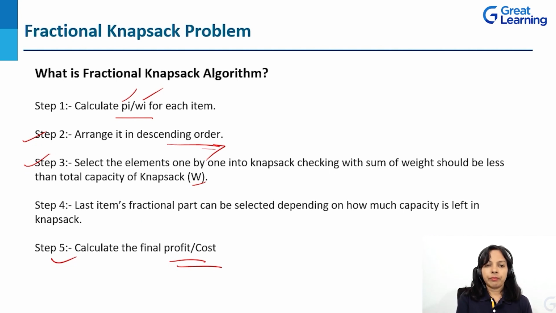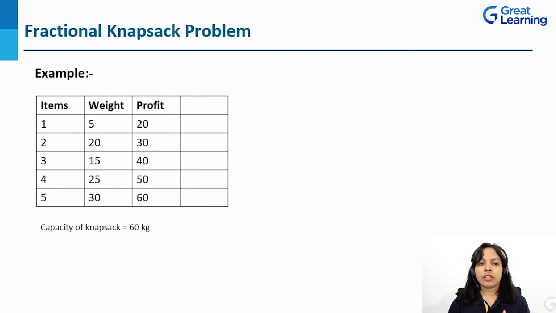Okay, now for this fractional knapsack problem, let's see an example and try to understand how this algorithm is actually implemented. So there are these 5 items here, 1, 2, 3, 4, 5. Weight is given, 5, 20. Suppose the weight is in kg and the profit is in rupees. Fine. So the weight and profit of all these 5 items is given, and also the total weight, the capacity of the knapsack, 60 kg, is given.